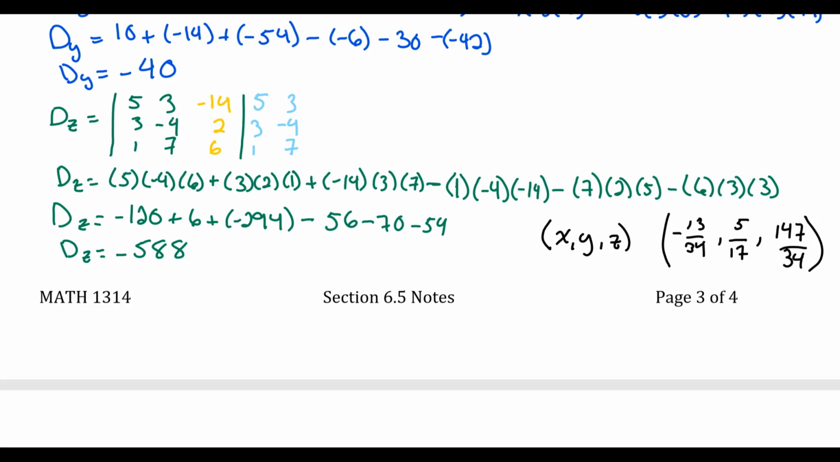If you have three variables and three unknowns, it is definitely going to take you much longer to work with because you have to find that additional determinant plus you're working with 3 by 3s. So practice a few of these and then let me know if you have questions.